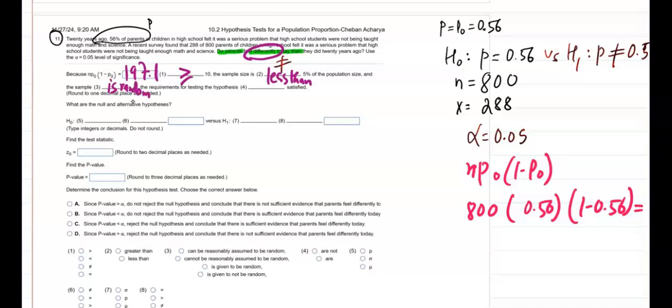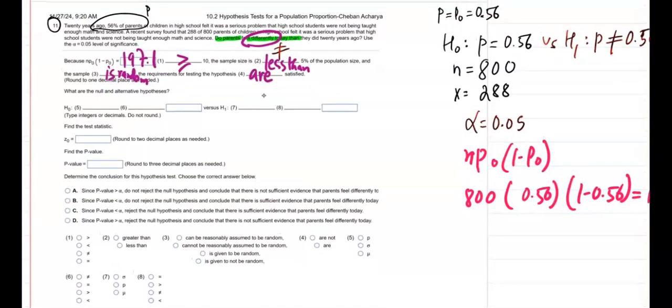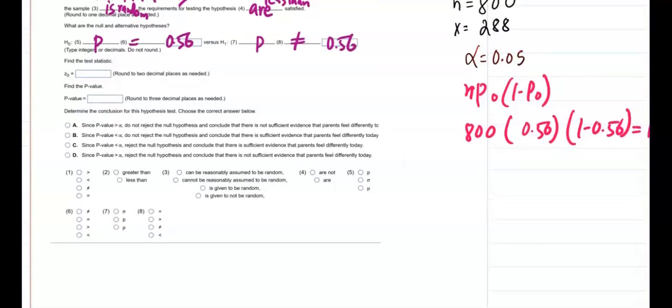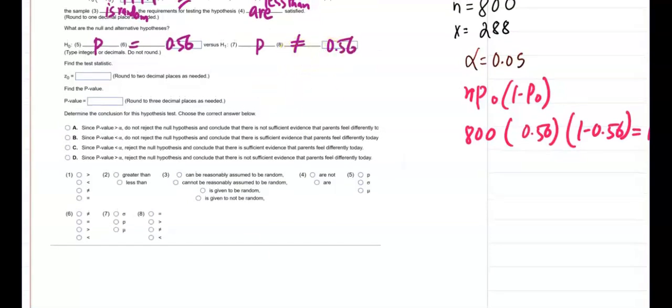Again, you choose from the drop down menu. The requirements of the testing of the hypothesis are satisfied. It's like the previous question we did before. So what's the hypothesis? You write the hypothesis. You write H0: p equals 0.56 versus H1: p not equal to 0.56. So use the test statistic and the p-value using calculator.